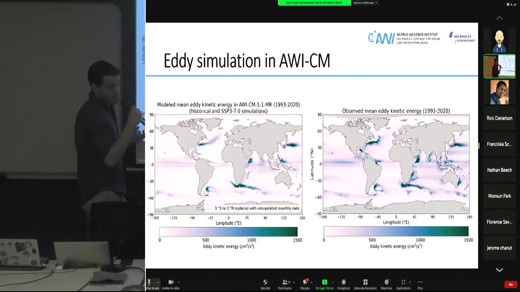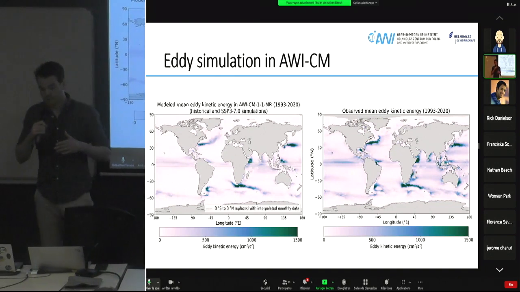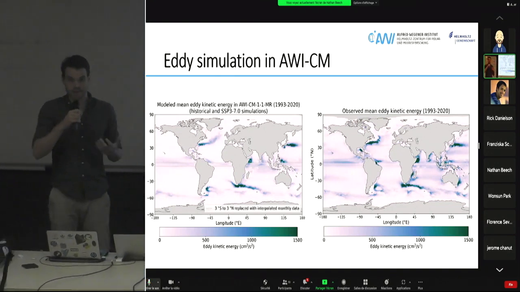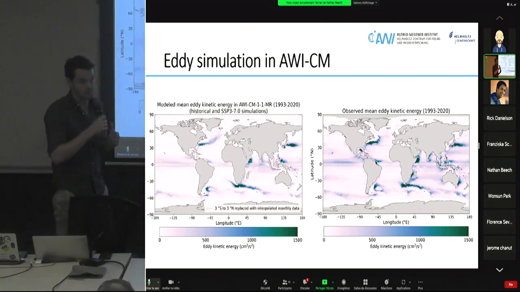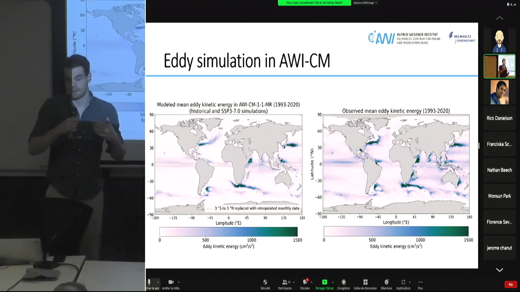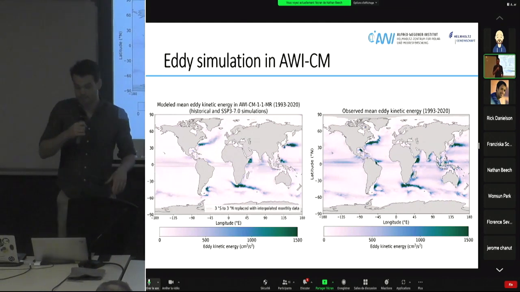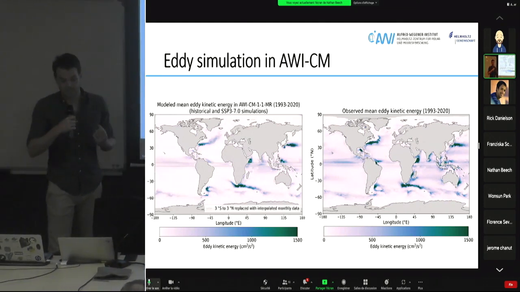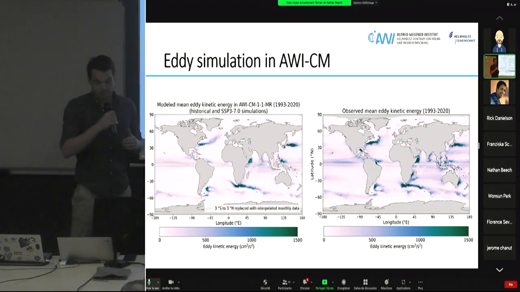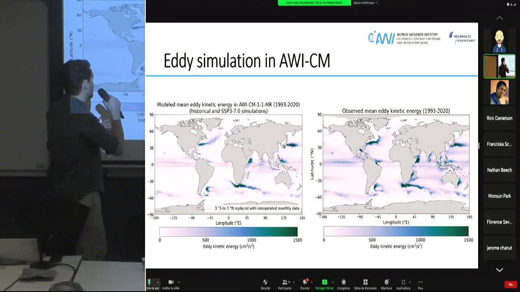So then how did AVCM perform? On the left here, you're seeing eddy kinetic energy as simulated by AVCM during the observational period for which we have satellite altimetry data. And on the right, you're seeing eddy kinetic energy as observed by satellite altimetry. And so you can see that AVCM performs quite well.